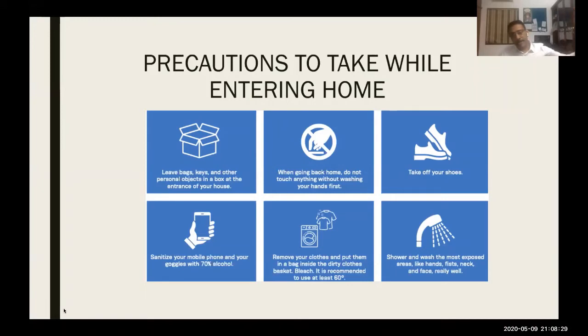Windows are open, AC is running, so air circulation is happening at a faster rate. So physically, what I have suggested is everything is physical. When you finish the procedure, once again, you are going to spray the chair and everything with sodium hypochlorite, wait for 5 minutes, and then with plain water, you can just simply swab the place.